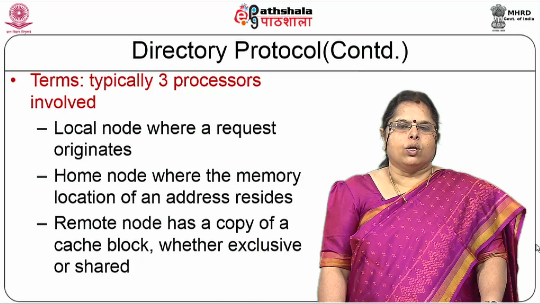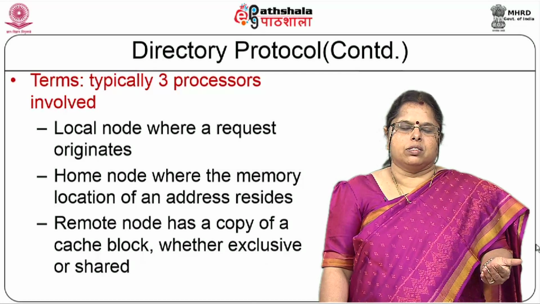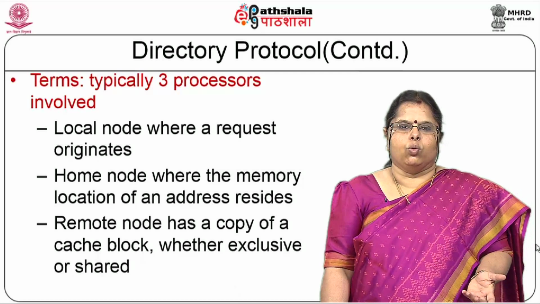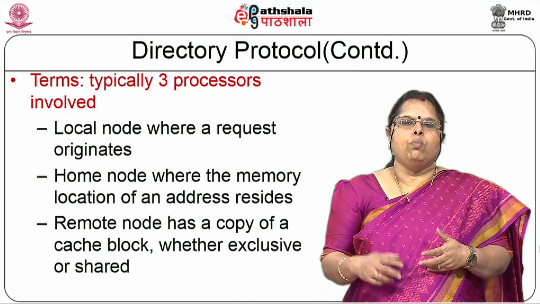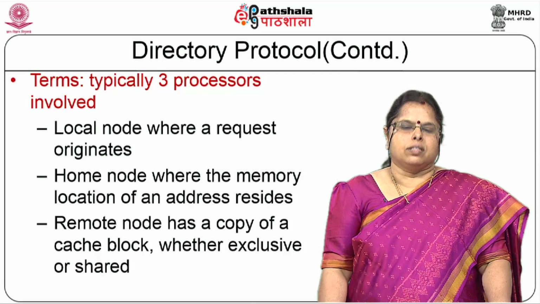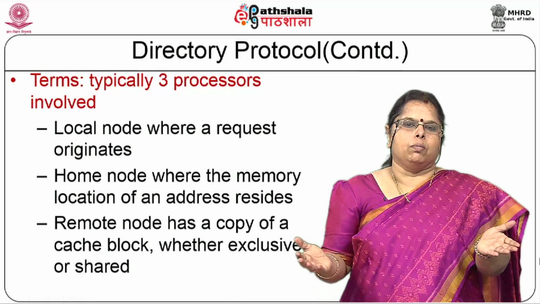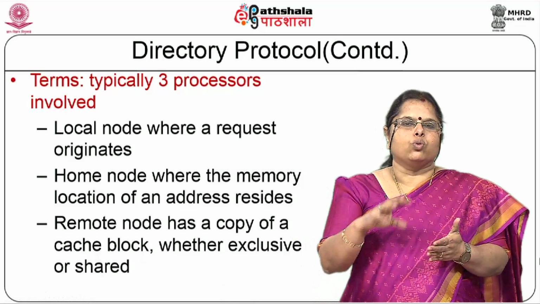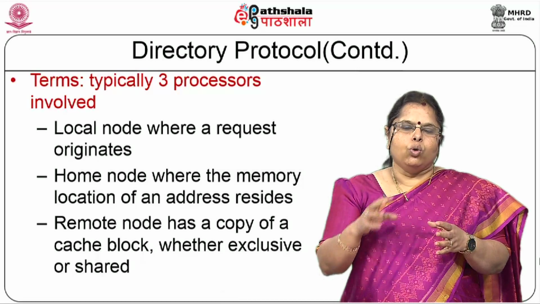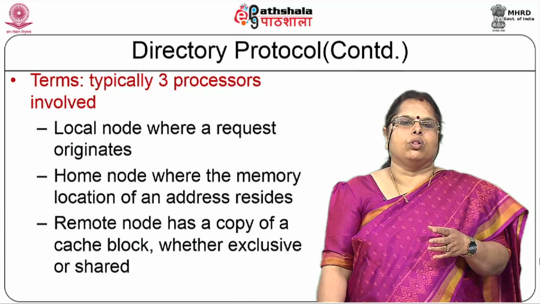When you look at a local node, the local node is the one where a request originates. So, the node which puts in a read request or a write request is called the local node. The home node is the place where the memory location of an address resides. We have already seen that the memory is distributed among multiple nodes, and the directory associated with that memory is also distributed among the various nodes. So, the node which contains that memory block and the corresponding directory is called the home node.